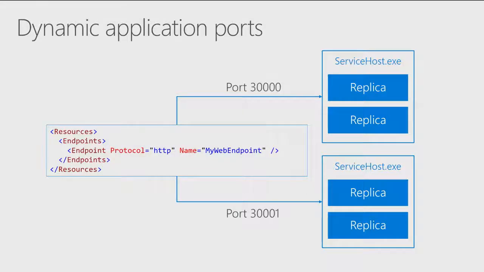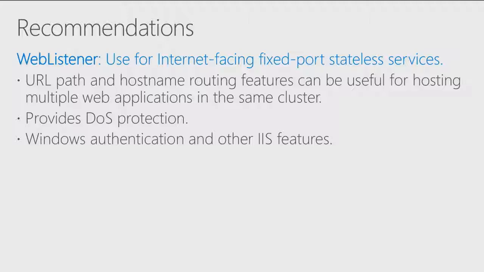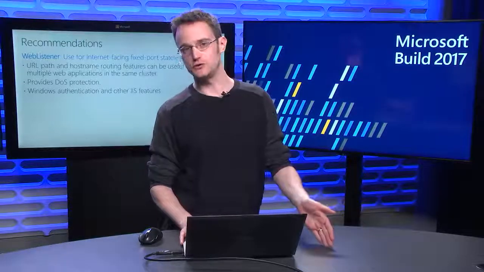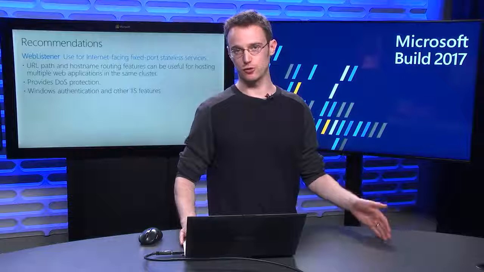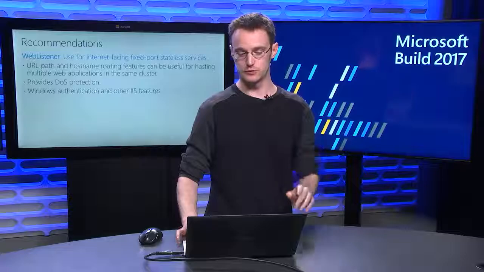So what does this all mean for you? Here's our recommendations for using these two web servers. If you're doing an internet-facing stateless service with a fixed port, so you have something open on port 80 or 443 and you're opening it up to the internet, use Web Listener for that. You can use those host name and URL path mapping features to host multiple websites in the same cluster, which is very beneficial. You get Windows authentication and other IIS features. And of course, there's this DOS protection that you get through HTTP sys that you don't get in Kestrel as of ASP.NET Core 1.x. So you don't get that there today. So for internet-facing fixed port stateless services, Web Listener is the way to go.